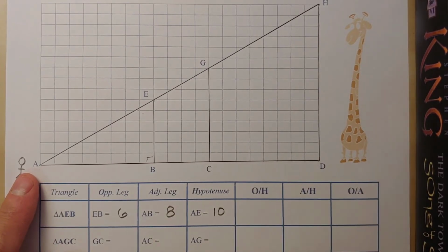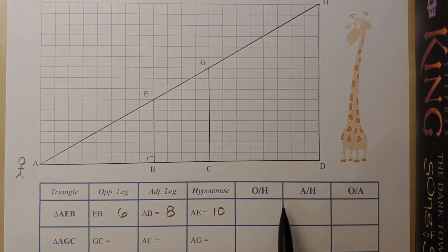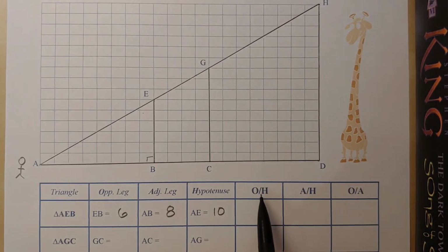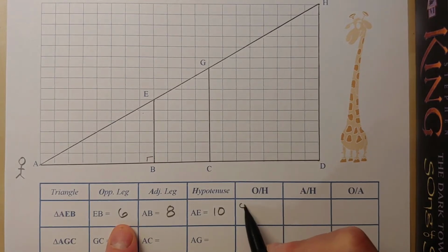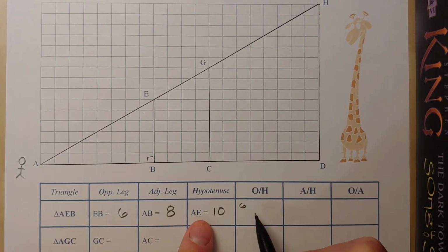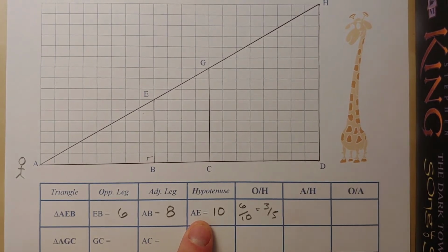Now, these last 3 boxes here are asking for ratios. That's really what trigonometry is about. Trigonometry is about ratios of sides of right triangles. So when I write O over H like this, I'm saying what's the ratio of the opposite side over the hypotenuse? Well, the opposite side was 6, and the hypotenuse was 10. So the ratio is 6 to 10, or if we simplify that, we get 3/5.